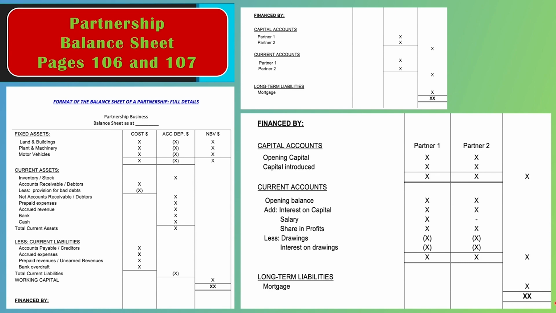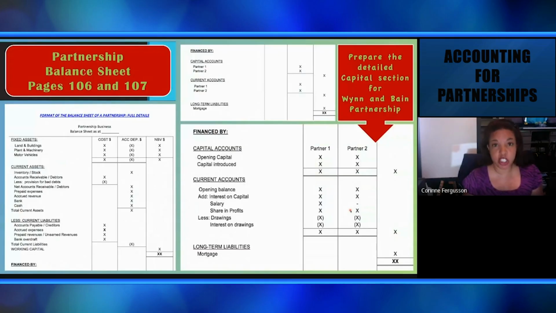Okay, so what I would like you to do for your activity, probably in your notebooks, is you are going to prepare the capital section for the activity we just did, Win and Bain. But instead of the simple capital section, you are going to do this one with all of the details. In other words, we are going to assume that we did not do the current account, and they asked you instead just to do the capital section with all full details disclosed in that capital section of your balance sheet.